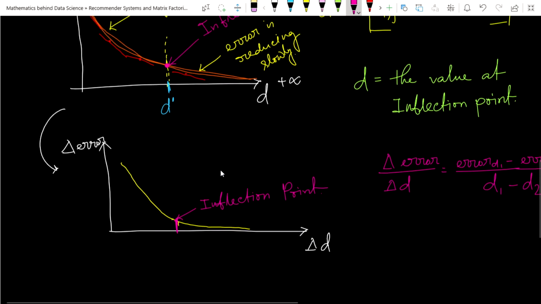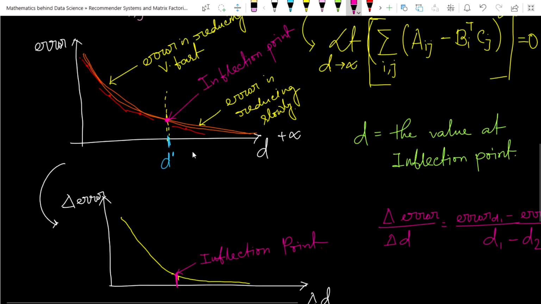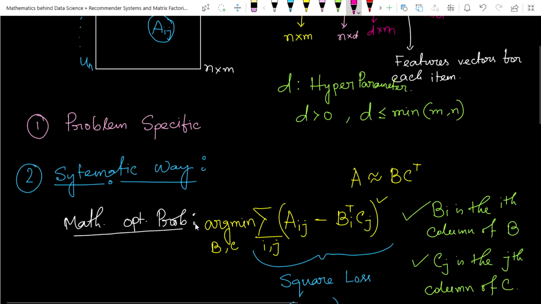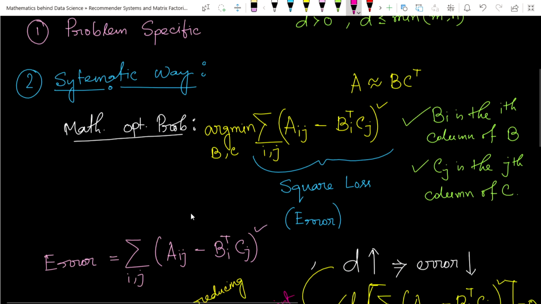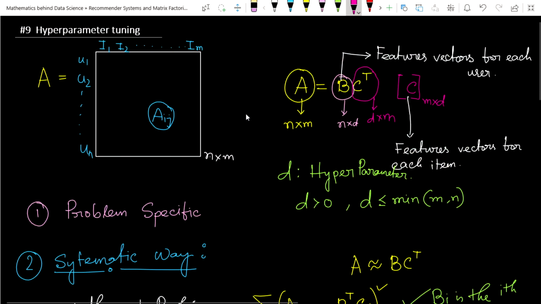I think you got the idea of how to choose this systematically. If we simply plot it, the point we have to choose is the inflection point. After this inflection point, the change of the error term will not be so much. So we have to choose this hyperparameter in that manner, generally according to our problem. But if you use a systematic way, then by simply using this optimization problem, minimizing this error, we choose it. I think you got the idea how important this hyperparameter is to this recommender system class.